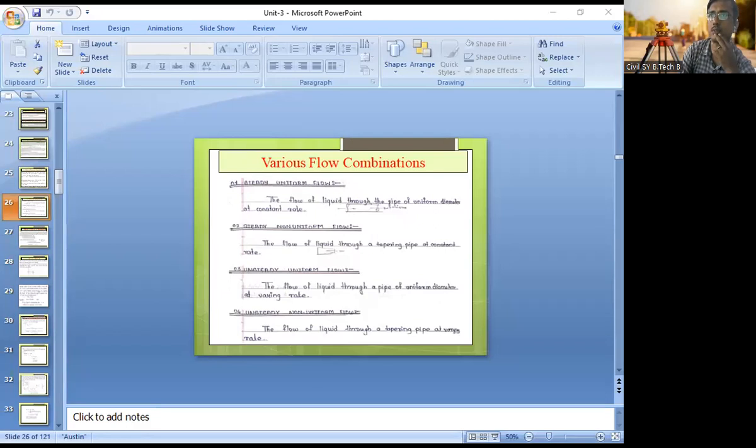All types of flows are complete. Okay, all types of flows are complete. Nice. A variation of flow combination, a various flow combination.